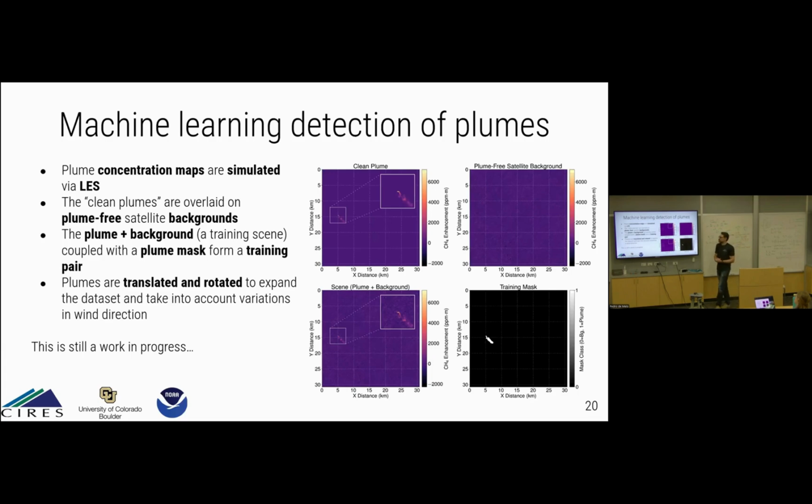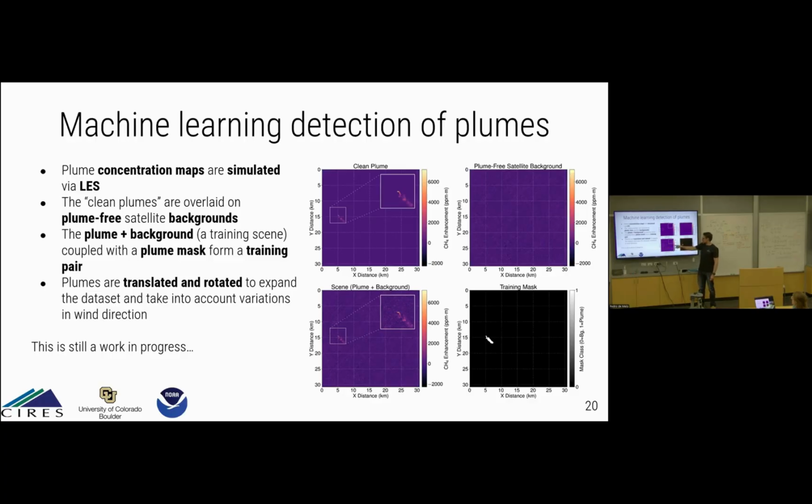So I'm going to talk a little bit in more detail about what I just explained to you before. Here we have the clean plumes, which are the concentration maps simulated through LES. Then the clean plumes are overlaid on plume-free satellite backgrounds. So this is a plume-free satellite observation from that same satellite that I showed you the plume from before. We calculate how this enhancement is going to look on here. If we have an observation done by this instrument with this emission rate, this is what it's going to look like at this location.